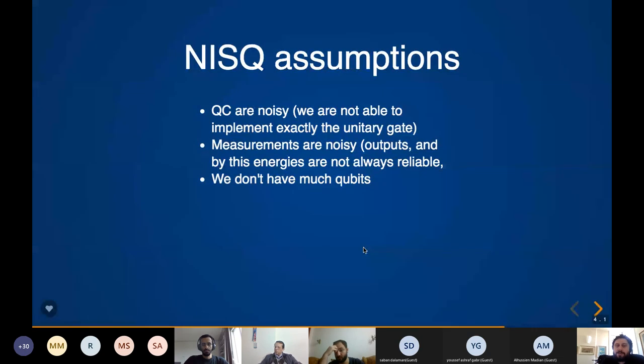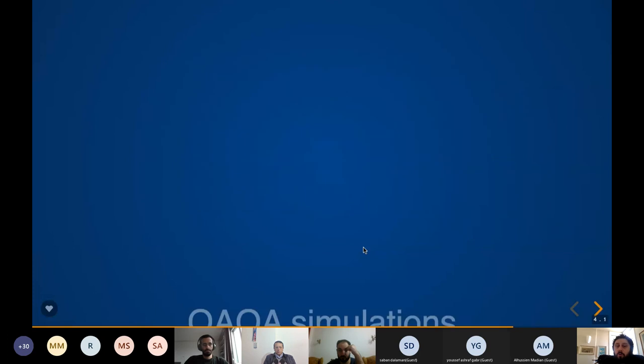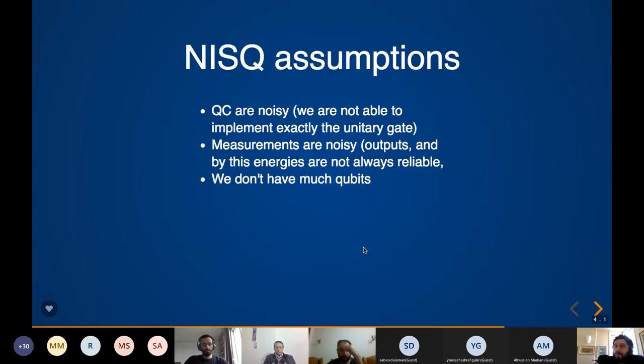And why is this an important term? Because it shows that current quantum computers are noisy. It's not like we can use those algorithms directly that we have in Nielsen and Chuang. So we can only implement the unitary gates up to some precision, the measurements are noisy, and also we don't have many qubits. But all of these are sort of good for QAOA because it's noise resistant.